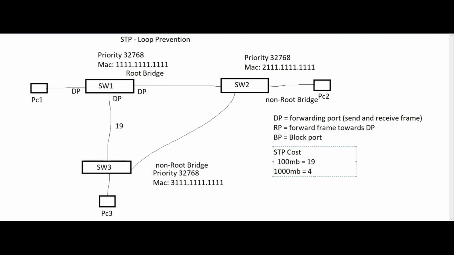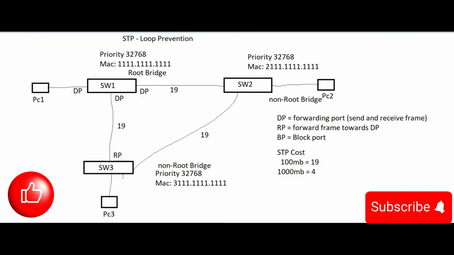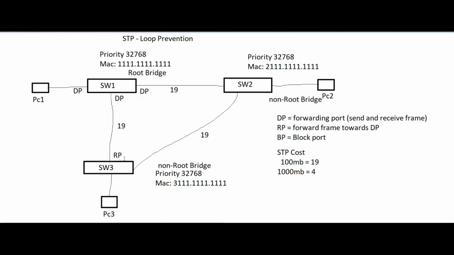It's based on the link. Let's say we have a 100 meg link, cost is 19. This is another 100 meg link, cost will be 19. This is another link, cost will be 19. So 19, 19, 19. From switch 3's point of view, it can send traffic this way, cost is 19. But if it sends via this way, cost will be 38. So this path is expensive, and this path is the shortest or better path. So this link will be open and this port will be RP. In this way, this port will be the root port.